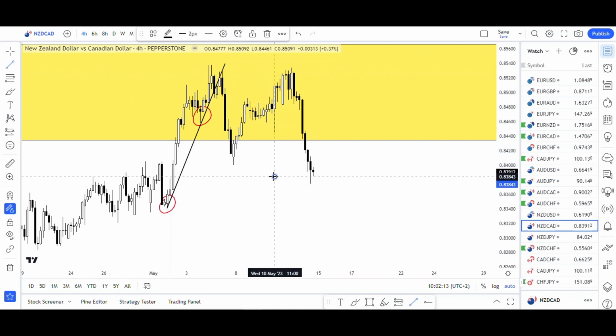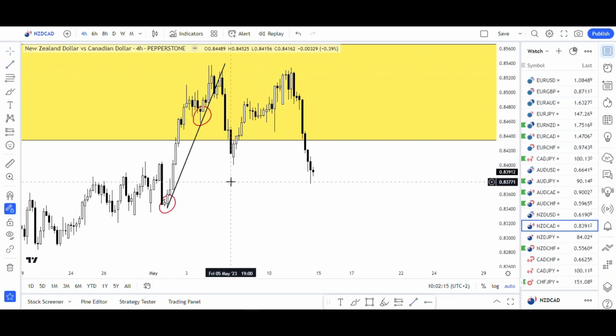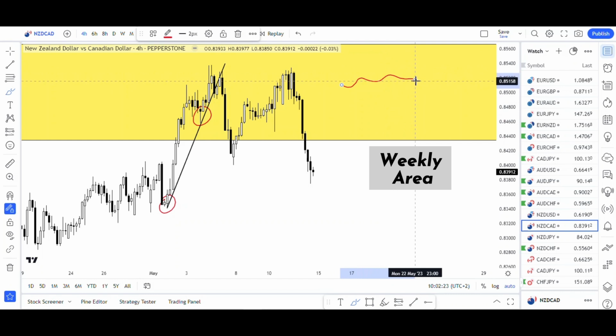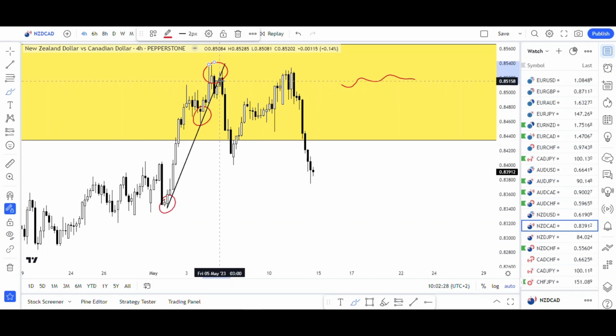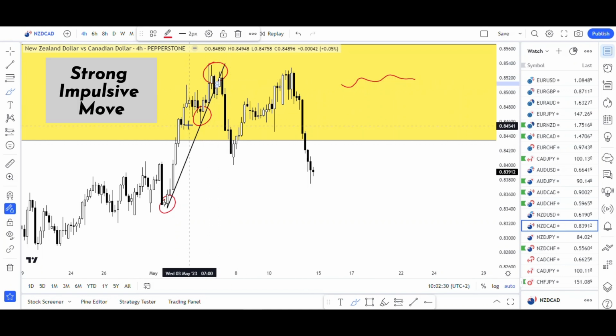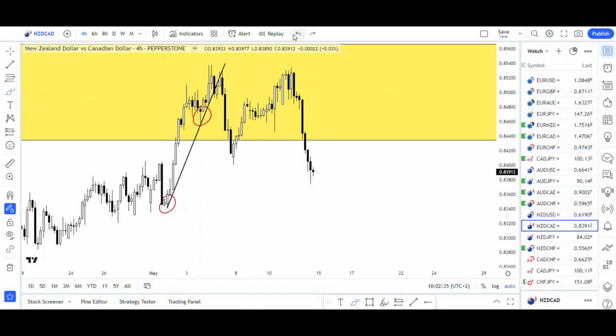And I drew a trend line like this, and this move was so strong, we have to order CPs. So this move here, as you know, the yellow area is our weekly area. This move here was so strong and impulsive, it has actually taken out this belly and also this CP. So this move actually took out both of them.